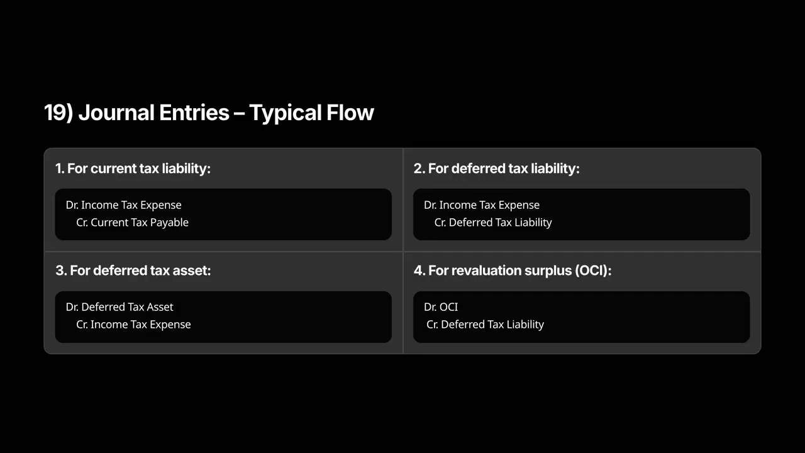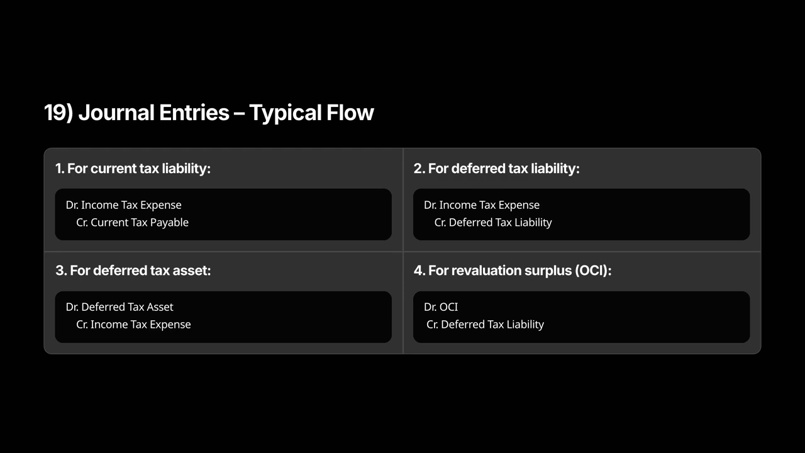Journal entries. Typical flow. Let's summarize the typical journal entries you'll see. 1. For current tax liability: debit income tax expense, credit current tax payable. 2. For deferred tax liability: debit income tax expense, credit deferred tax liability. 3. For deferred tax asset: debit deferred tax asset, credit income tax expense.